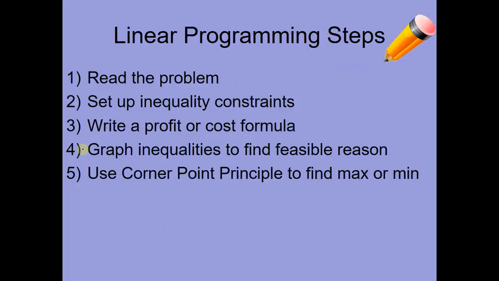Here are the steps then for doing linear programming. You need to read the problem. You need to dissect it, maybe underline a couple of informational steps. Then you're going to set up your constraints, the inequalities that we set up. You're going to write the profit or the cost formula, because sometimes this is also for minimizing cost. You're going to graph the inequalities, find the feasible region, and then use the corner point principle to find your max or your min.